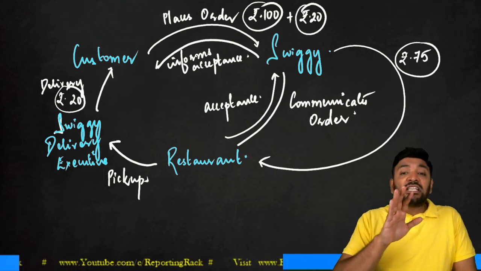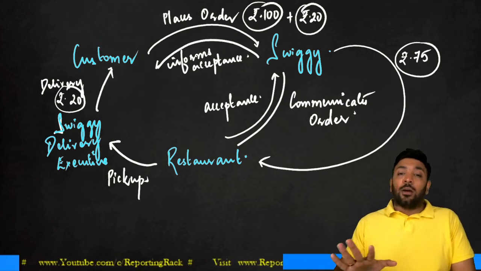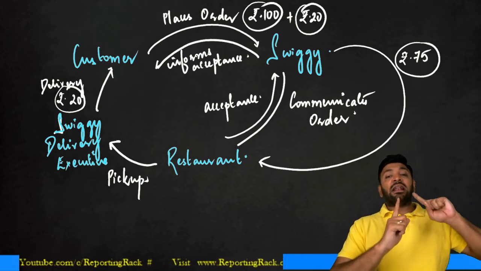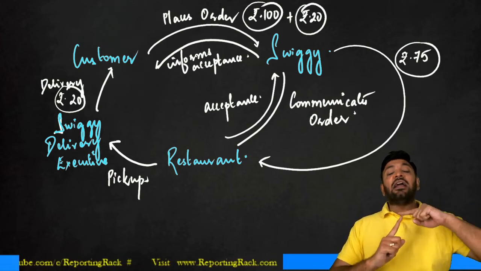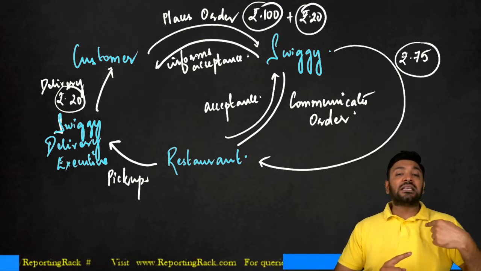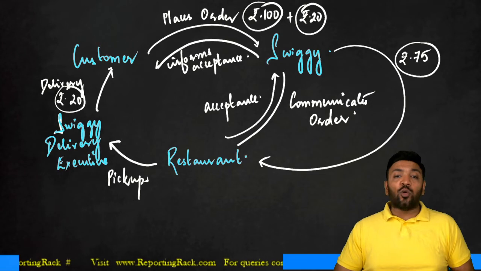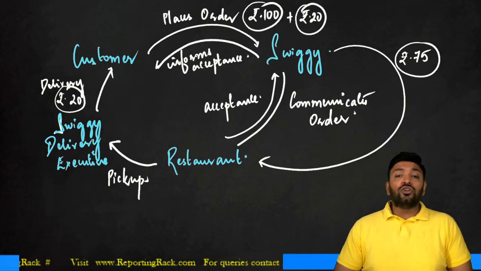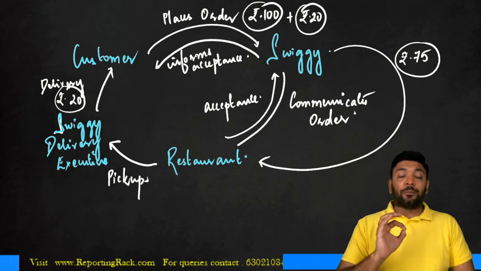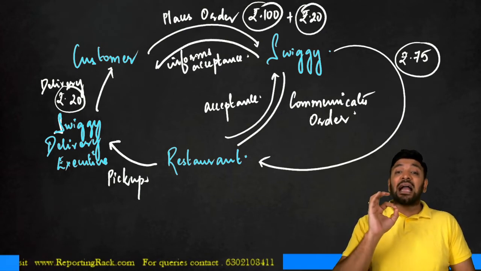My obligation towards the restaurant is over. My arrangement with the restaurant is that whenever a customer places an order, I will forward you the order. Once you accept the order, I am entitled to receive a commission because I gave you a new customer. So therefore, Swiggy will recognize revenue to the extent of 25 rupees once the restaurant has accepted the order.